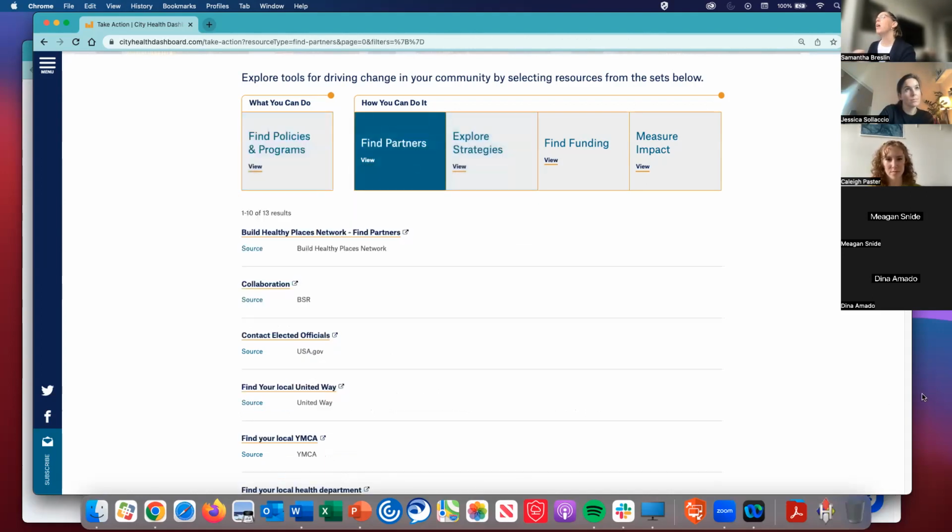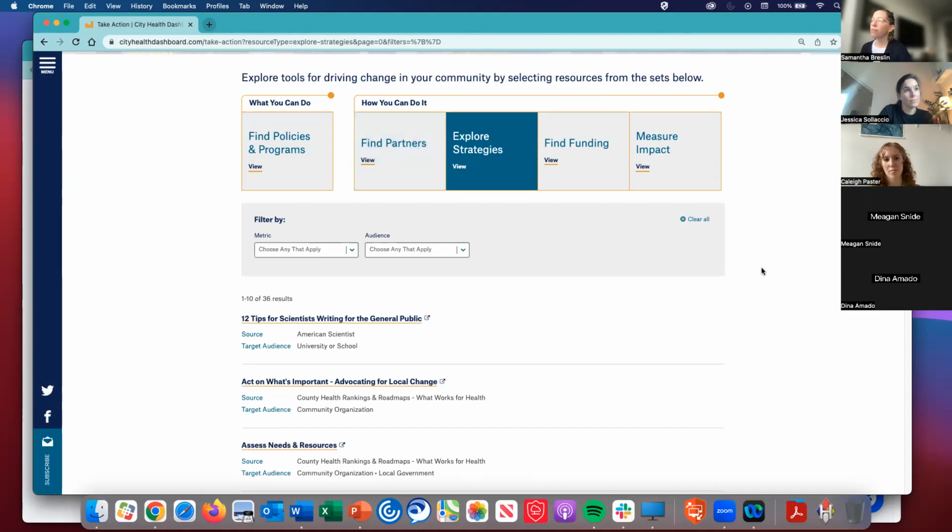We also have resources that help you find partners. So who can we bring into the room? Who can we add to the seats at our table that could help us reach hard to reach communities? Who can we bring that could improve our capacity? We have all of those here.